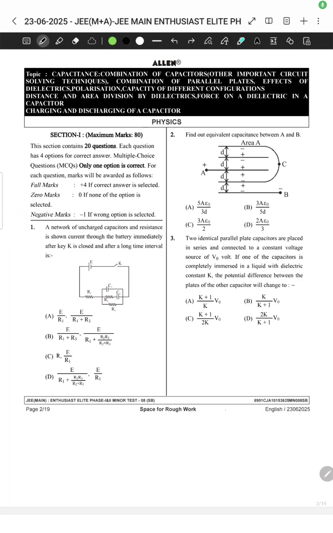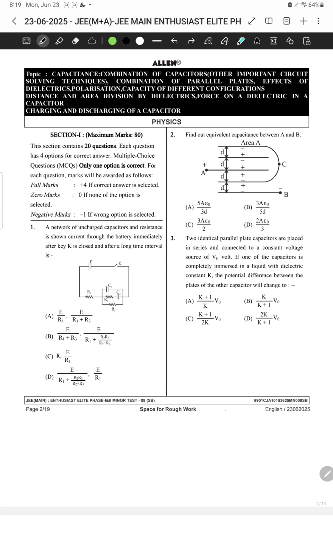Hello students, this is a test paper which we are going to discuss. The topic, as you can see here, is capacitor. So let's start from the first question.